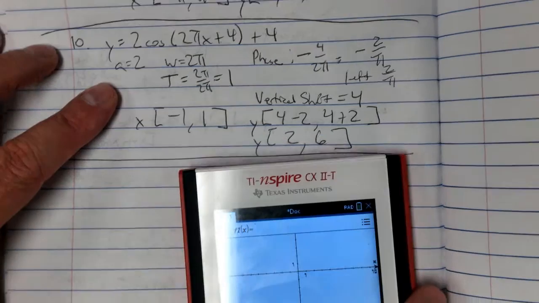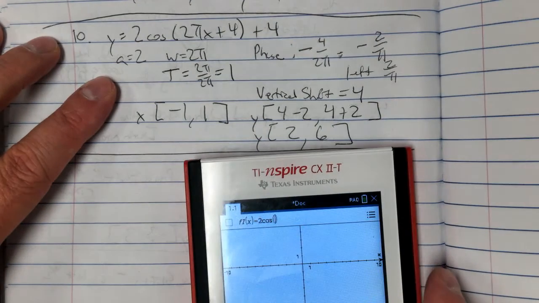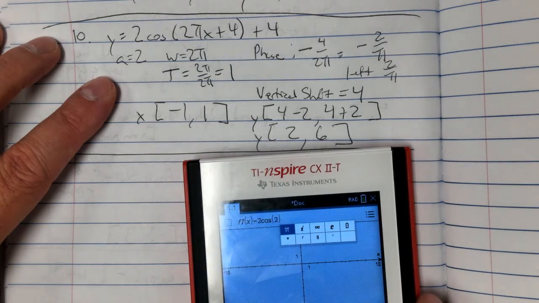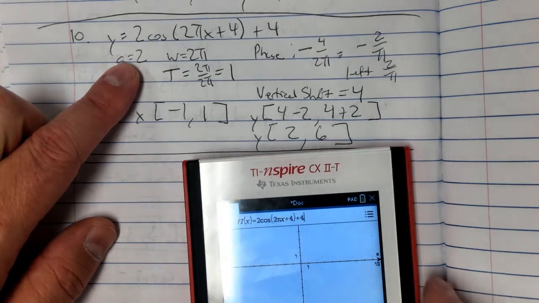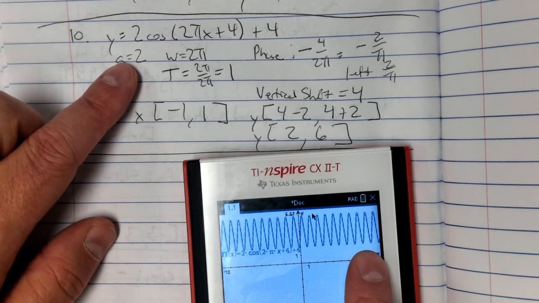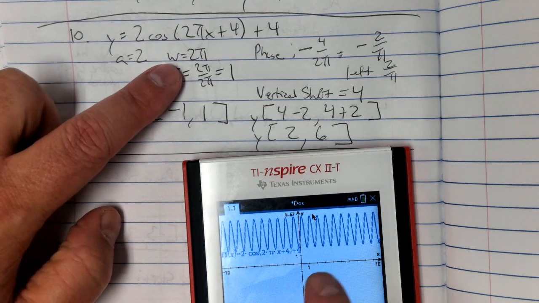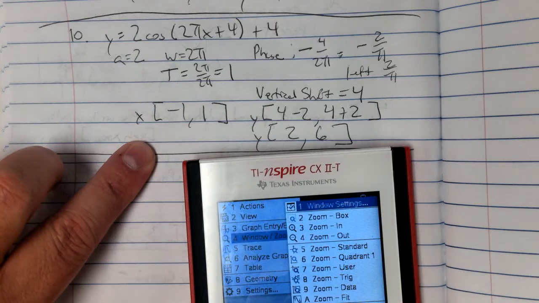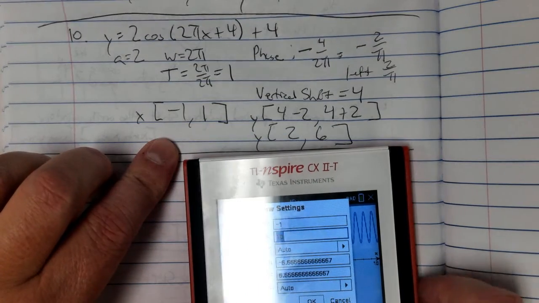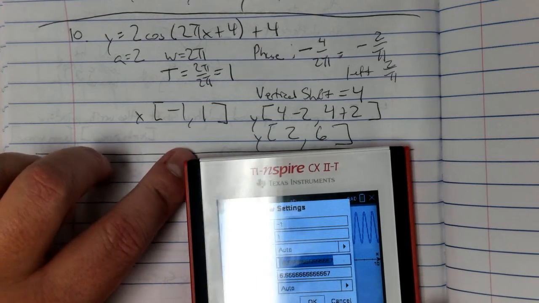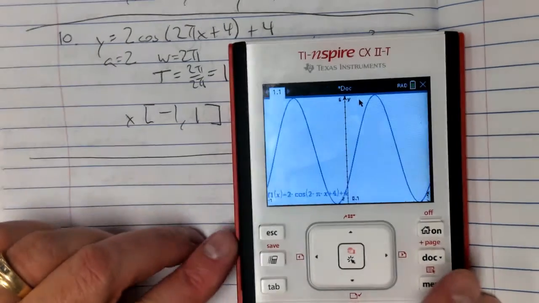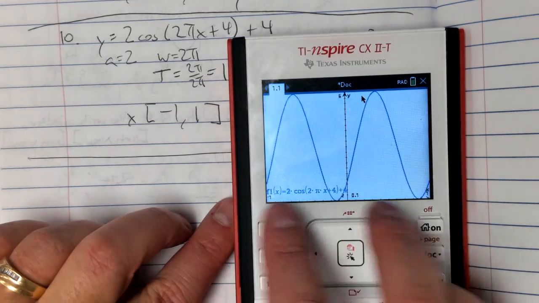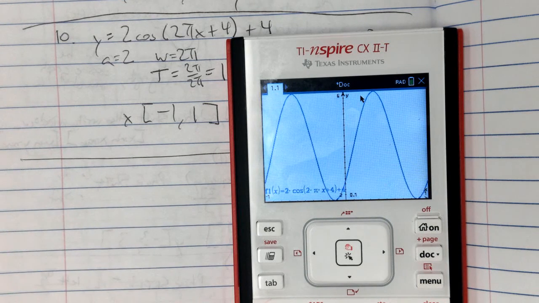Okay, so we have 2 cosine of 2 pi x plus 4, and then plus 4 again. Okay, so again, very wavy because we had such a high frequency, because the w is the frequency. We need to change our settings to be from negative 1 to 1 instead of negative 10 to 10. And then we need our Y minimum to be 2 and our Y maximum to be 6. And so now it just looks like a normal graph. You know, this is 1 period worth and this is the other. Any questions?